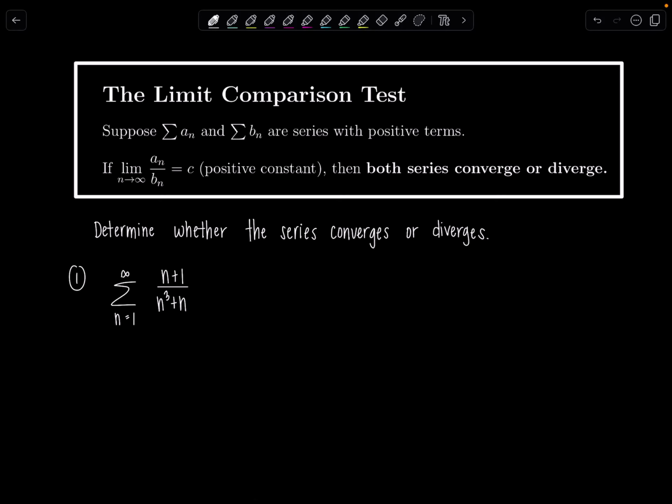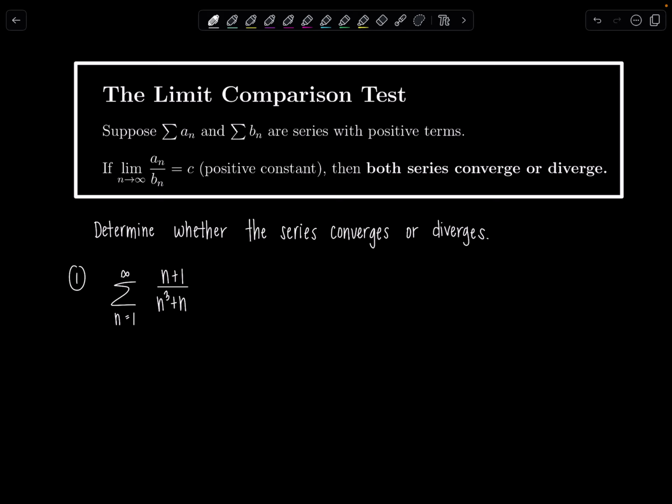In this video, we're going to learn about the limit comparison test. Now, the limit comparison test is one of my favorites because it's straightforward, it's not too difficult to apply, and it's very versatile. You can use it to test so many different series. So let's look at the statement first and then work through a bunch of examples. That way you're a pro by the end of the video.